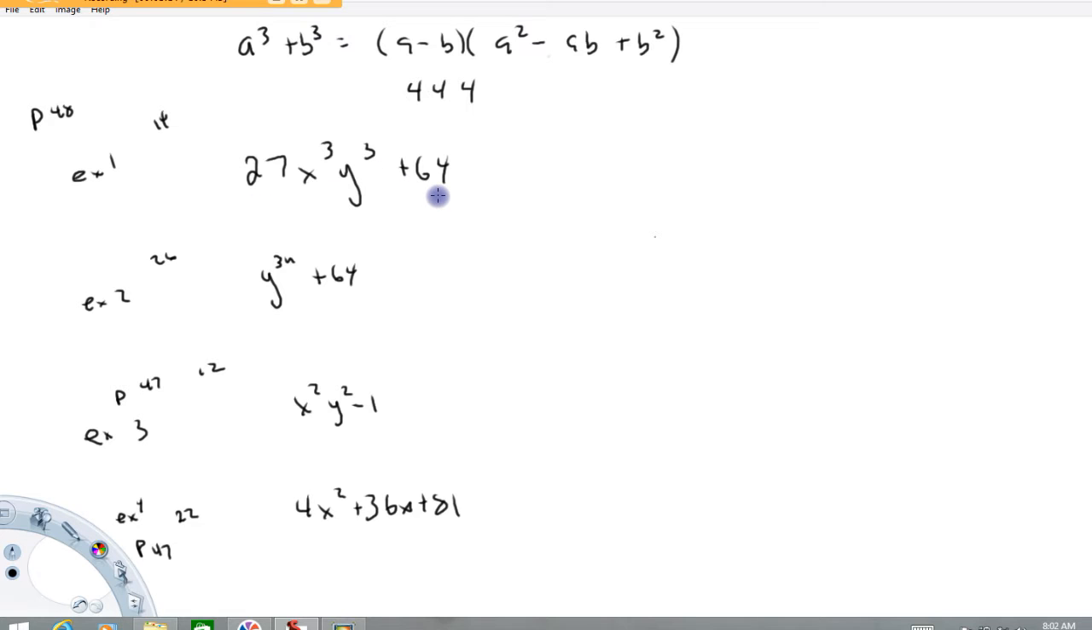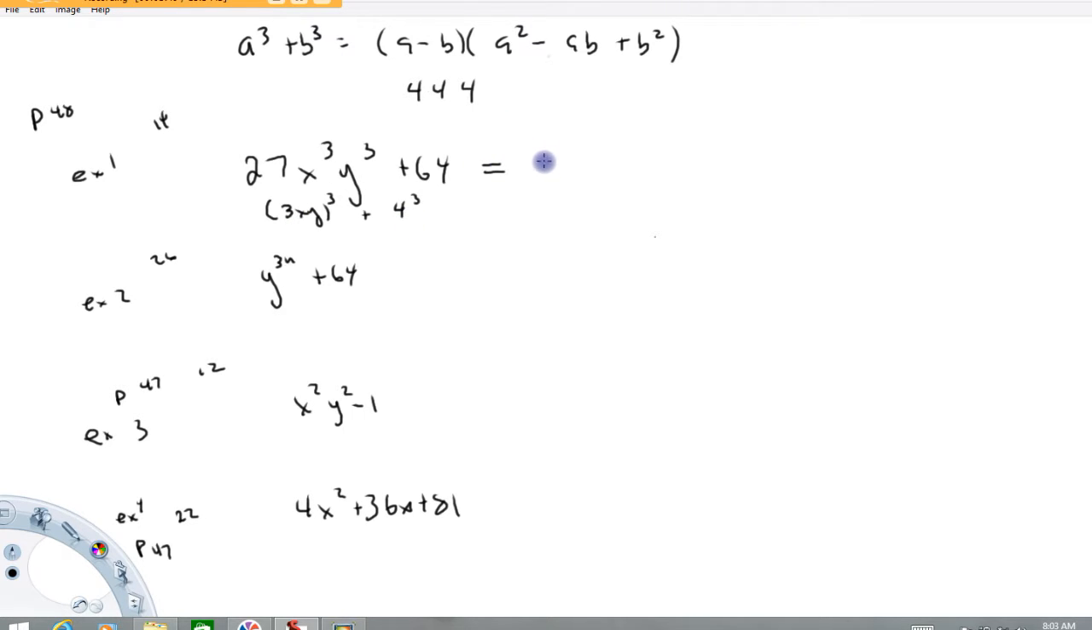The only trick here is recognizing what is being cubed. In this spot, what's being cubed is 3xy. So we can rewrite this term right under here: 3xy, the quantity cubed, plus 4 cubed. Recognizing that we're looking at the sum of two cubes, I've already written down the formula up here for factoring the sum of two cubes. It's just a matter of identifying what the a and the b are. In this case, a is 3xy and b is 4.